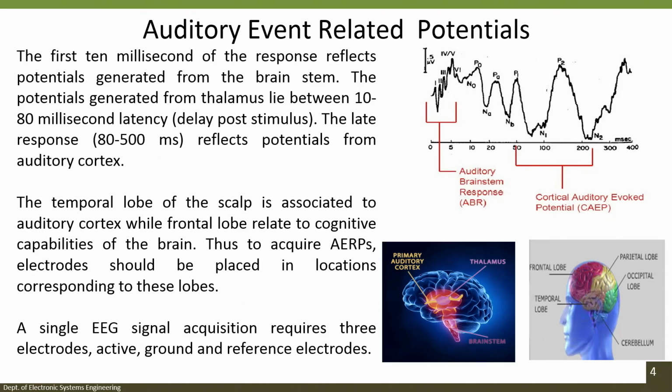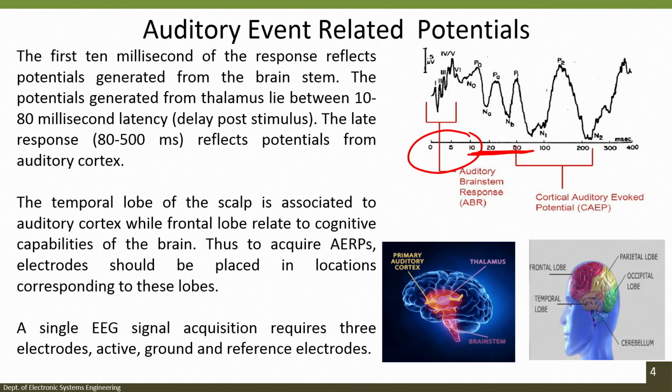Now, you see this one, this is how the signals are generated in the EEG, and you can see this bar is of 5.5 microvolts. So, it is a very tiny signal. Okay. Now, the first 10 milliseconds of the response reflects potential generated from the brain stem. The potential generated from the thalamus lies between 10 to 80 milliseconds. The late response, from 80 to 500 milliseconds, reflects potentials from the auditory cortex.